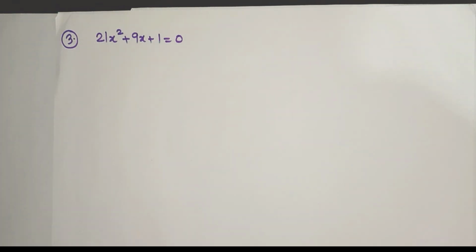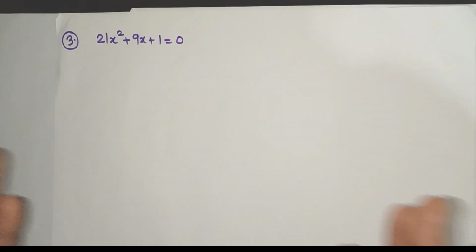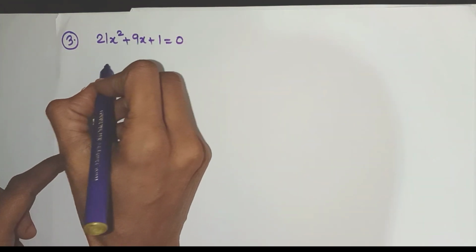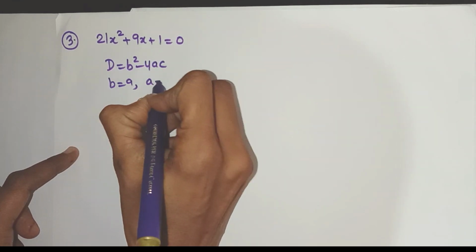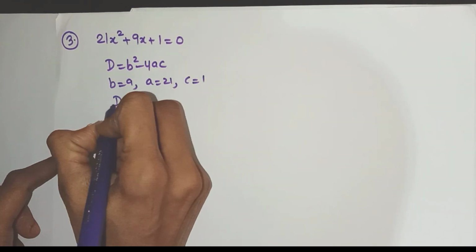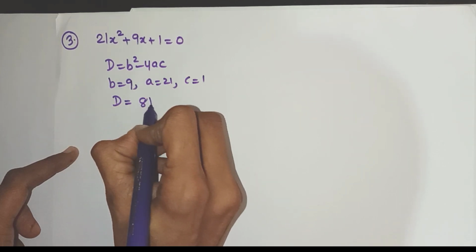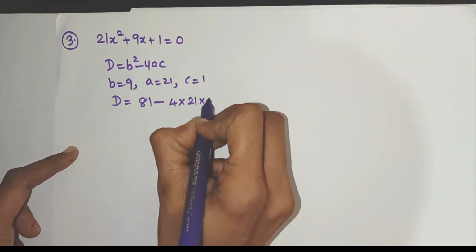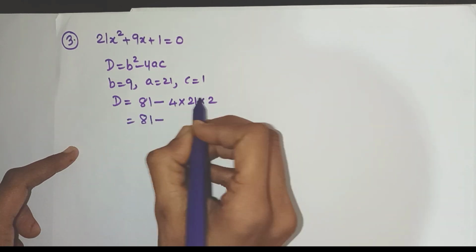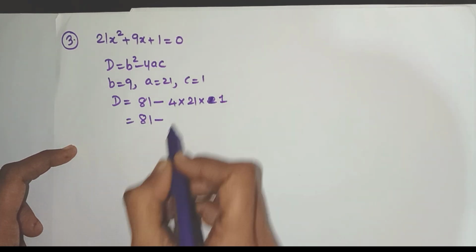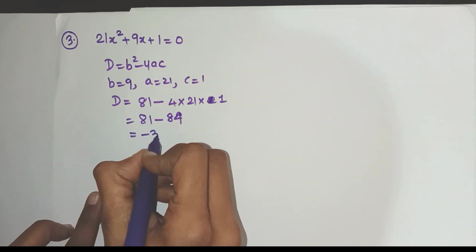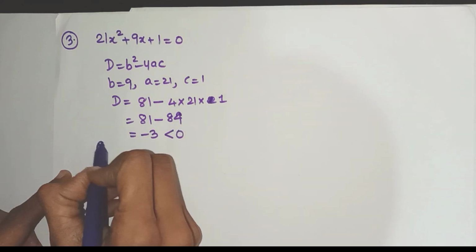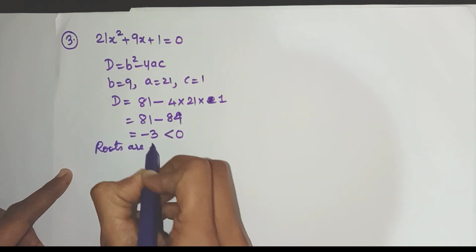Now here is the third example. This is again a quadratic equation. We cannot say just by looking at it if it is real or imaginary, the roots. So let's find out the discriminant. It is b square minus 4ac. So b is 9, a is 21 and c is 1. So b square is going to be 81 minus 4 into 21 into 2. Okay, friends. So I'll get 81 minus, I'm sorry, this is not 2, this is 1. So I'll get 84 over here. So 81 minus 84 is minus 3, which is again less than 0. So we can say that the roots are imaginary.